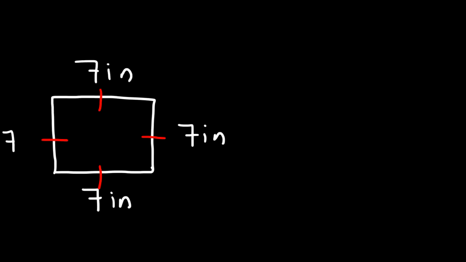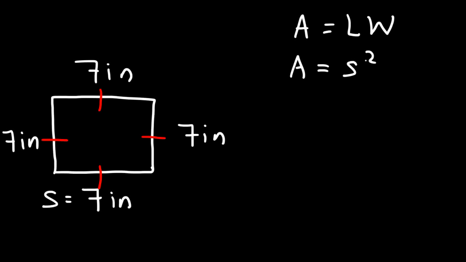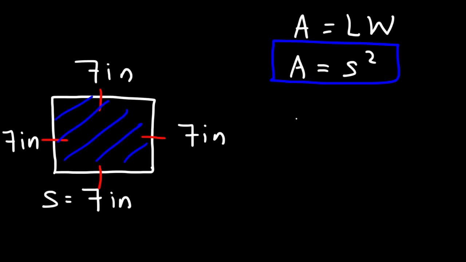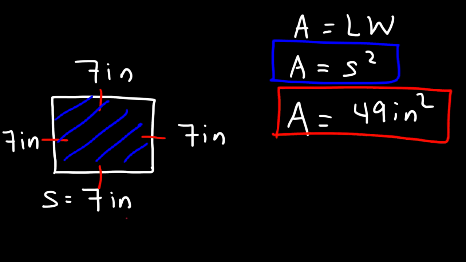Now the area of a square is similar to that of a rectangle. For a rectangle, it's length times width. For a square, all sides are the same. So let's call the side length S. So it would be S times S, or simply S squared. So in this case, the area of this square is going to be 7 times 7, or 7 squared, which is 49 square inches. And so that's the first part for this problem.